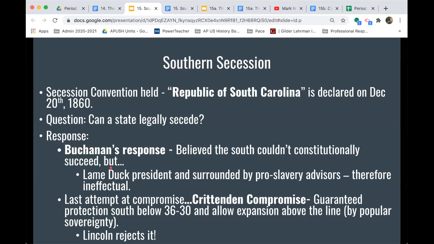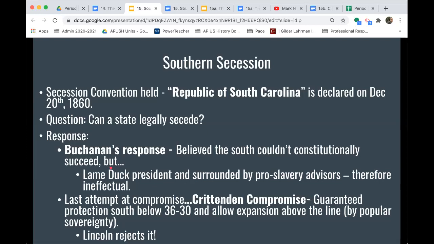But in the meantime, the question becomes like, can a state even do that? Does a state have the right to leave the Union when they feel like it, based on whatever justifications, whatever reasons they give? Does a state have the ability to just say, we're gone? I don't know. Let's find out.